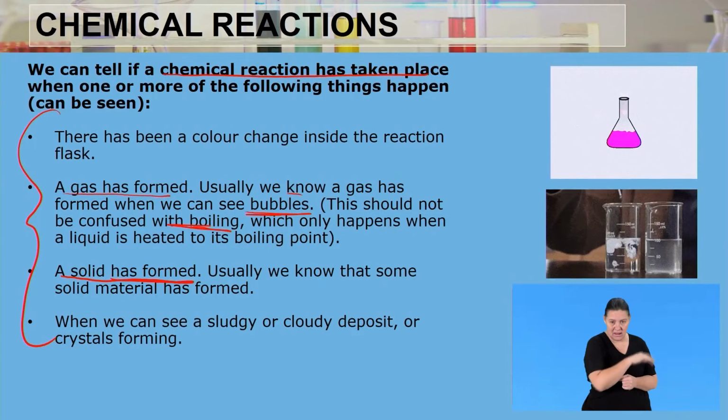So for us to be able to tell whether a chemical reaction has taken place, one of these four needs to happen. We need to be able to see it with our senses. Sometimes you can smell, which is not advisable. And then sometimes you can see what is happening, seeing the precipitate forming, seeing the gas bubbles that are being formed there, and also seeing the color change.